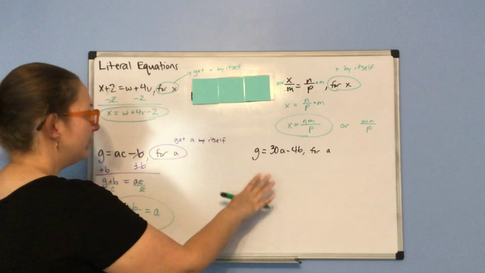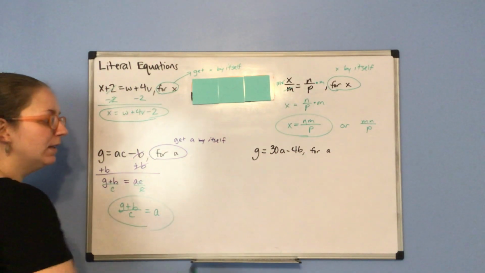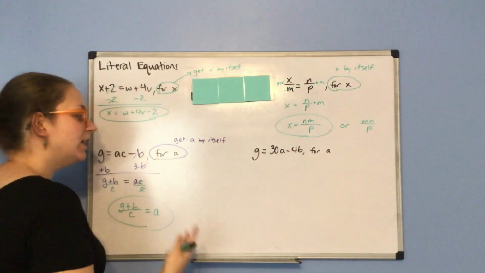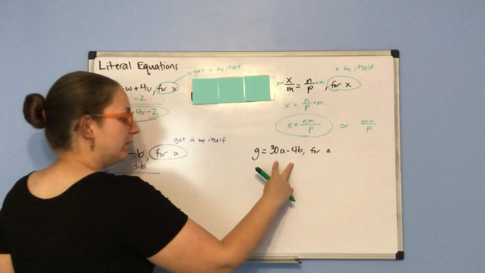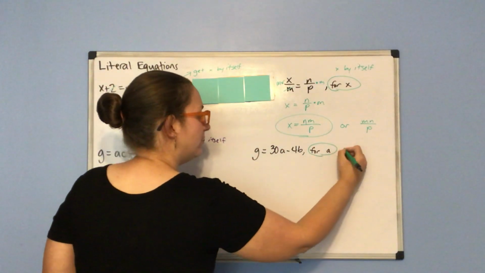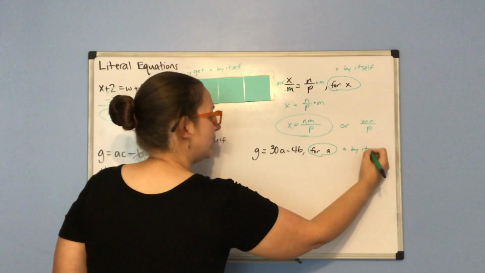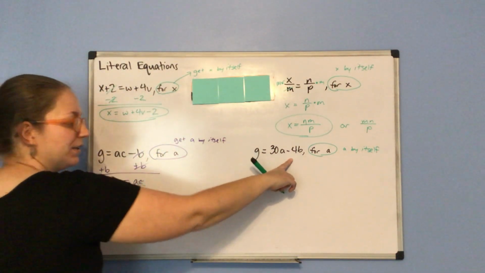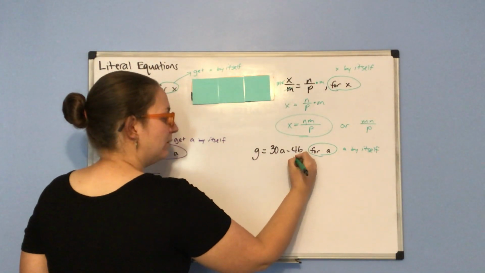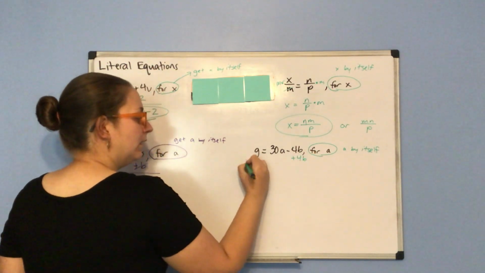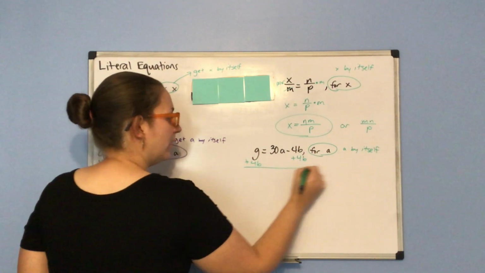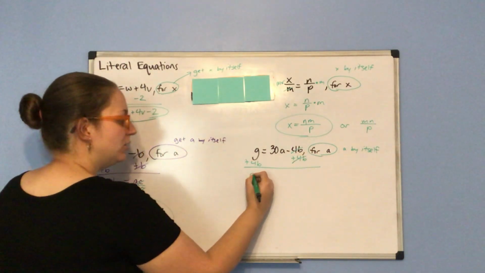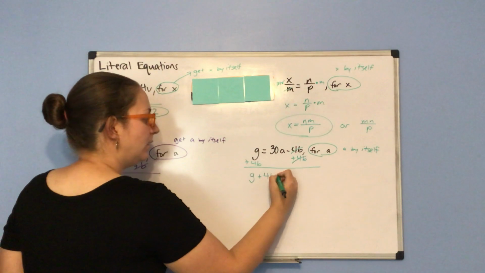One last one. This one actually has some numbers in it. That's okay. This is a b in case it looks like a 6 on your end. This is a b. Same idea as this. We have a lovely equation. We want a by itself. So we need to undo whatever's happening to a. First off, we need to undo minus 4b. The opposite of subtracting 4b is adding 4b. Anything I do to one side, I've got to do to the other. Cancel, cancel. This side is just g plus 4b.